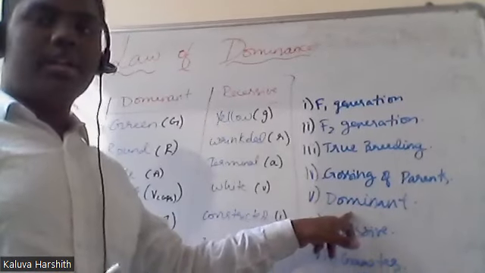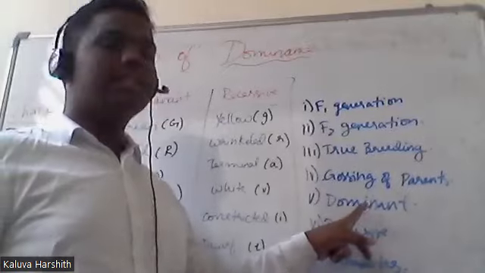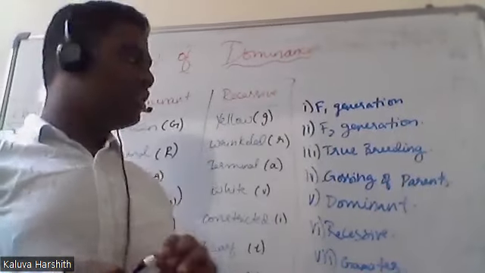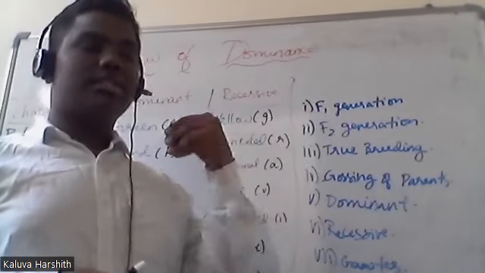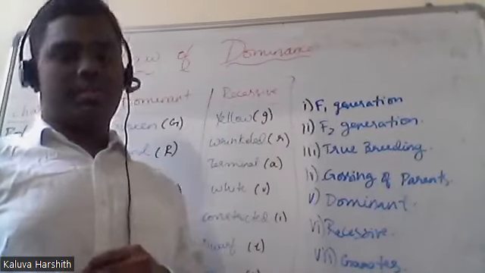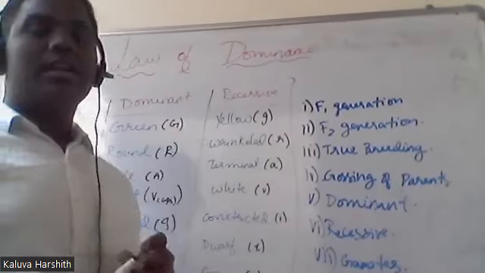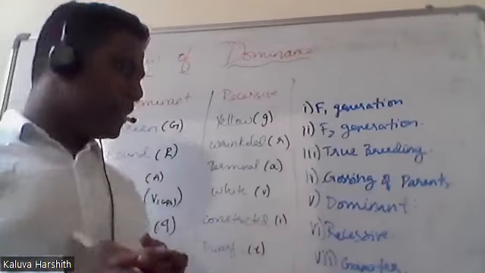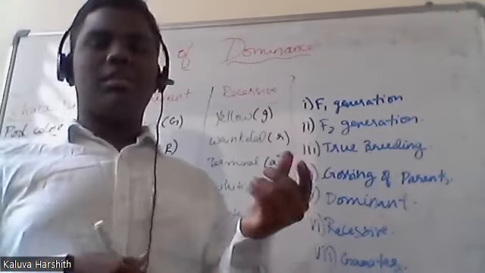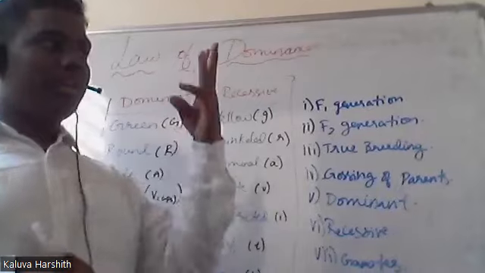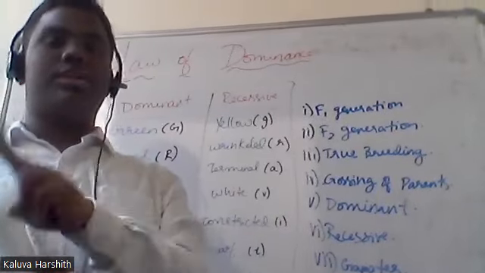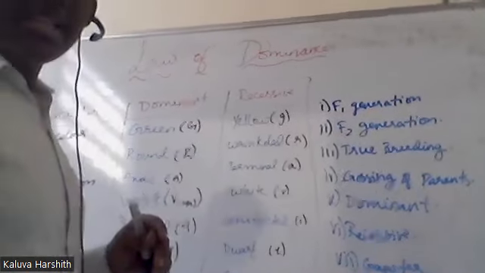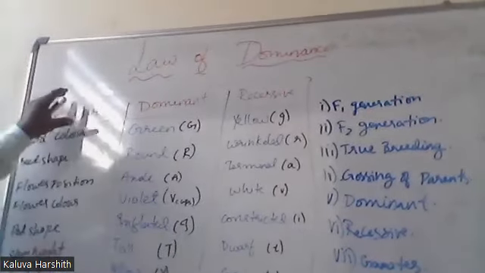Next, dominant. The dominant gene dominates the recessive gene. Dominant gene is nothing but the one which dominates the recessive gene. Next, coming to recessive gene, the gene which is getting dominated by the dominant gene is the recessive gene. Very simple. Gametes: we know very well that there are 23 pairs, of which 22 are autosomes and one is allosome. That's very clear. The next thing we will be seeing here is the characters.